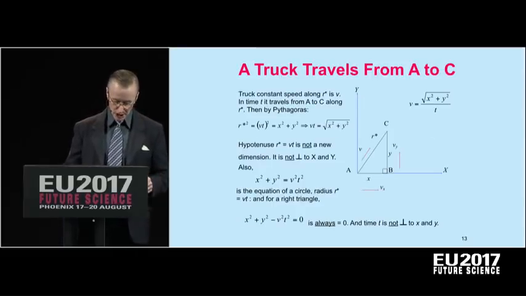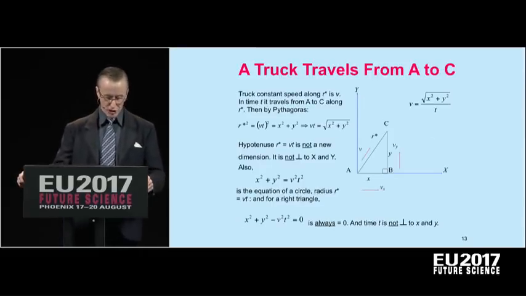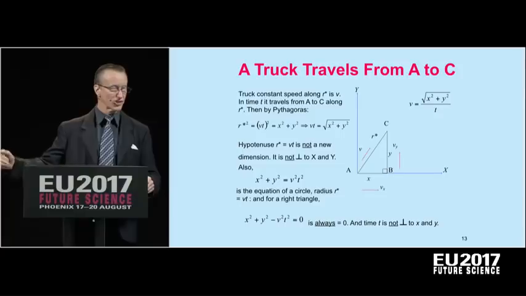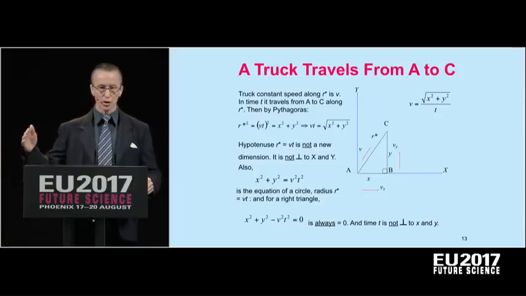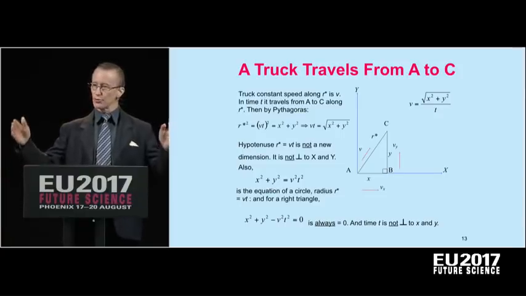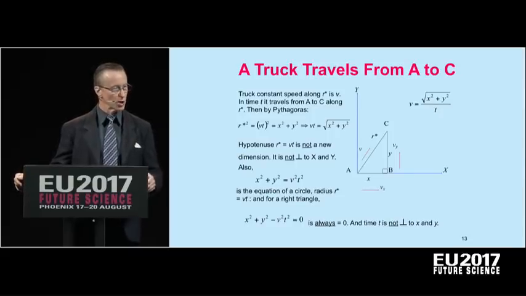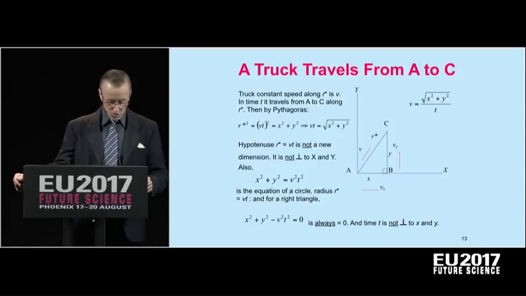So we're going to go to the truck that I was talking about. Let's consider a truck moving along the hypotenuse of the right triangle from A to C. Now, there are two ways you could get from A to C. You could go along the x-axis at some speed. You could then go along the y-axis at some speed, and you get there. But the shortest distance, of course, is along the hypotenuse, as we know from elementary geometry. So let's have a look at this.